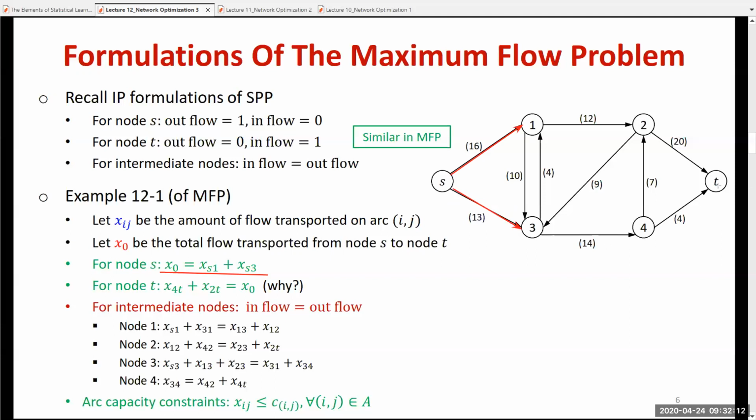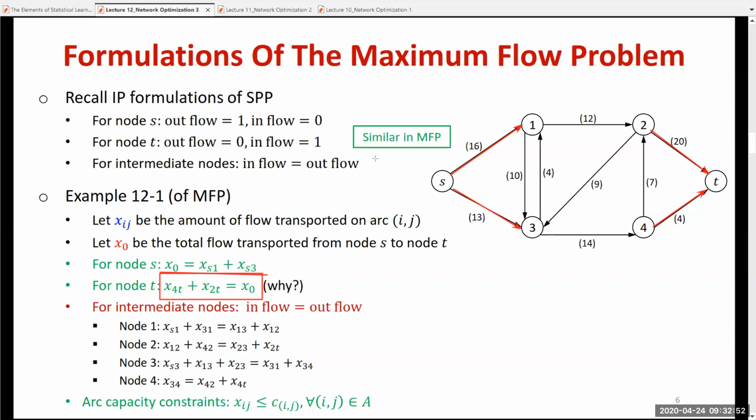Then how about node T? From which nodes can you go to T? Clearly, I can go from 2 to T or 4 to T. That's it, I don't have a third choice. And hence I have x2t plus x4t, but be careful here. I should have this equal to x0. Why equal to x0, rather than, as in the shortest path problem, another number, say a new notation like xt or whatever? Why can I use x0?